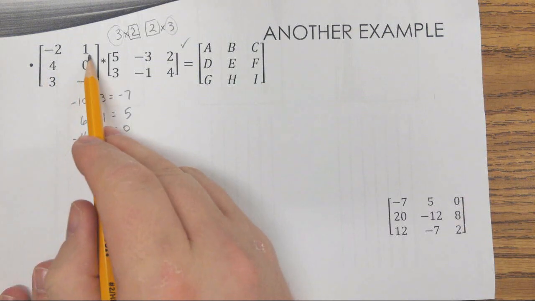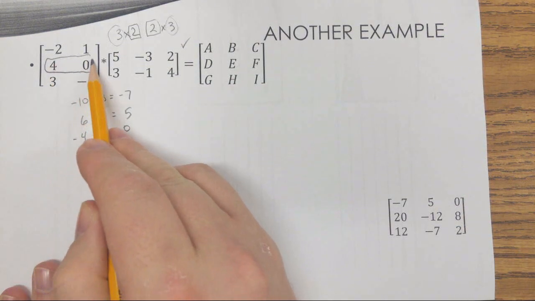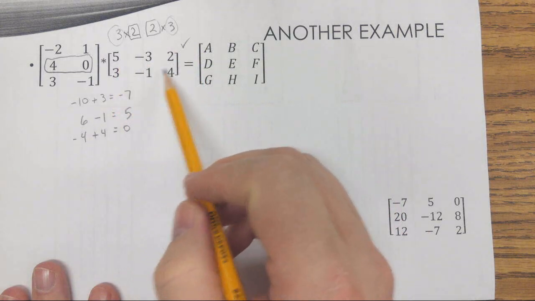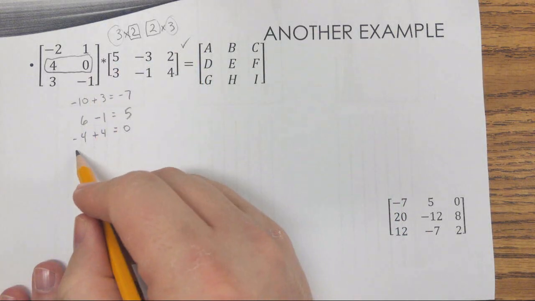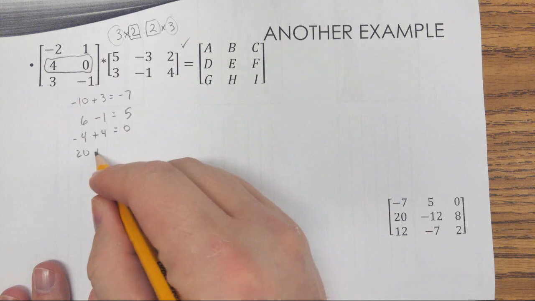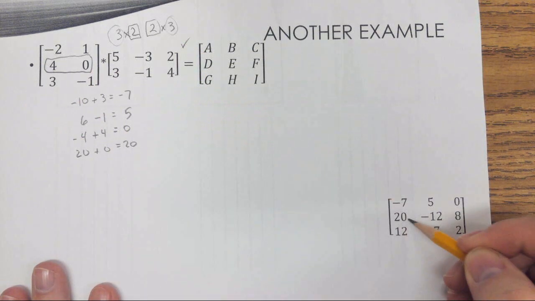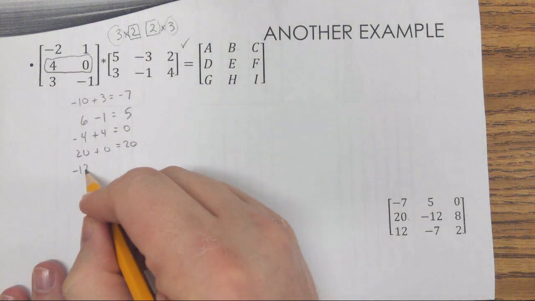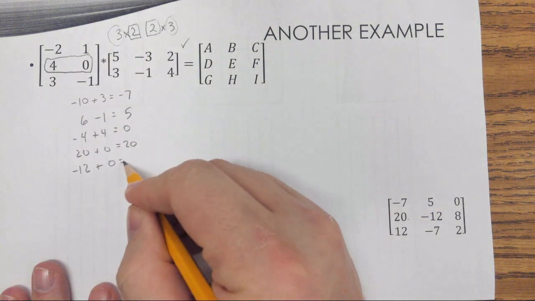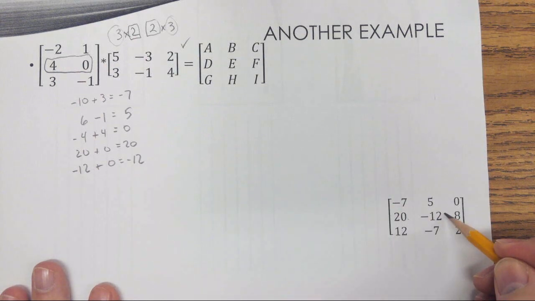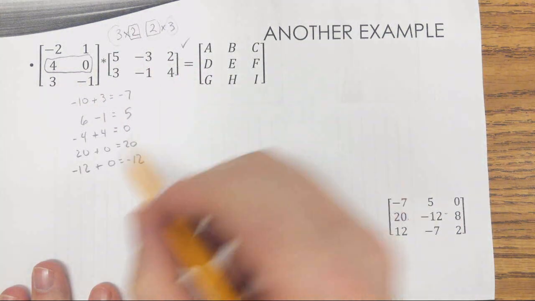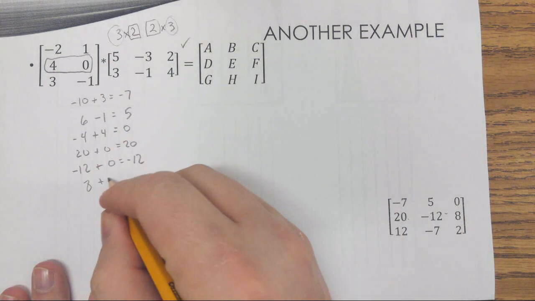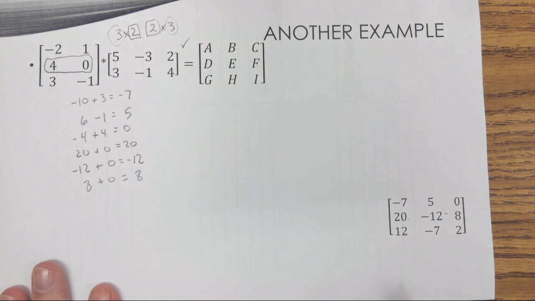Okay. Now we're going to do our second row, and we go through the columns again. 4 times 5 is 20. 0 times 3 is 0. That's 20. There we go. 4 times negative 3 is negative 12. Plus 0, negative 12. Bam. 4 times 2 is 8. 0 times 4 is 0. That's 8. There we go. And we're done with that spot.